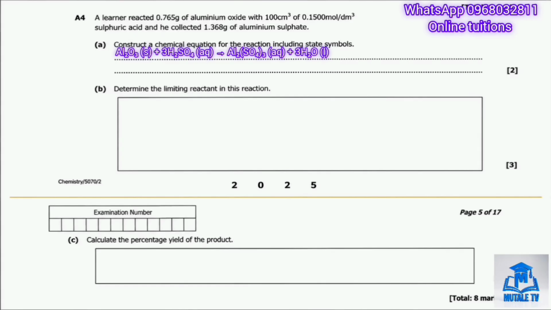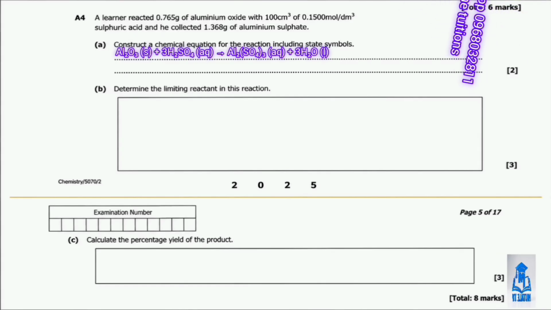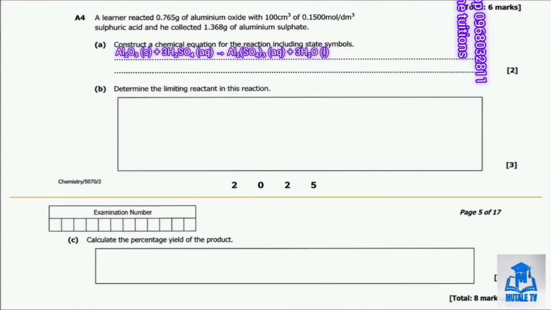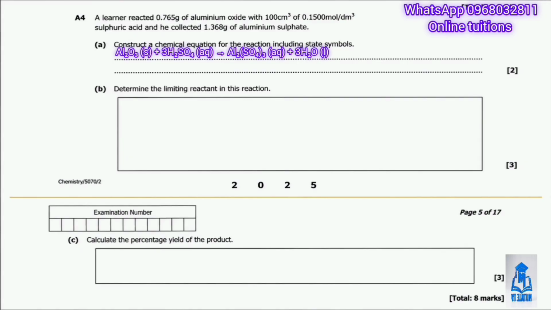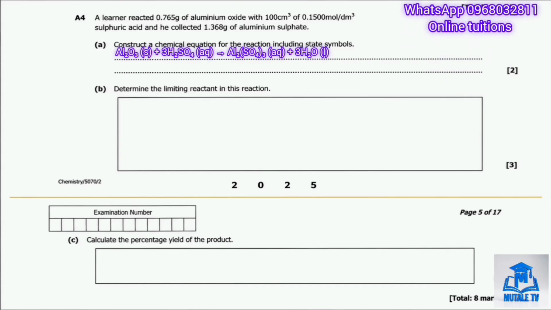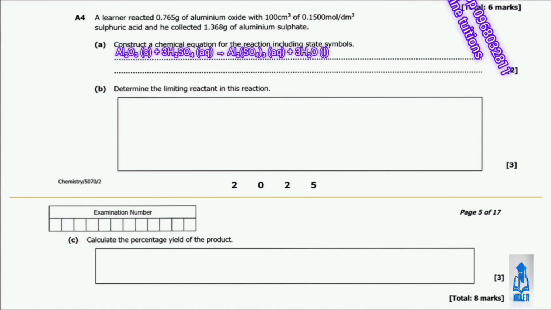To balance it, we need 3 sulfuric acid molecules to provide the 3 sulfate groups, and that gives us 6 hydrogen atoms, which form 3 water molecules. So the balanced equation is Al2O3 plus 3H2SO4 will give us Al2(SO4)3 plus 3H2O. Adding state symbols, aluminum oxide is solid, sulfuric acid is aqueous, aluminum sulfate is aqueous, and water is liquid.